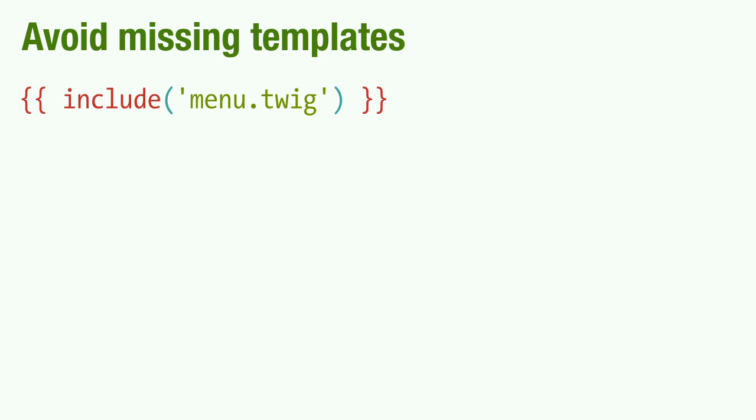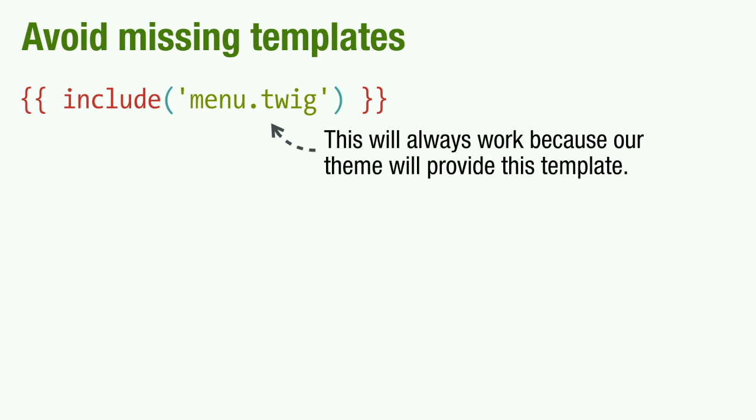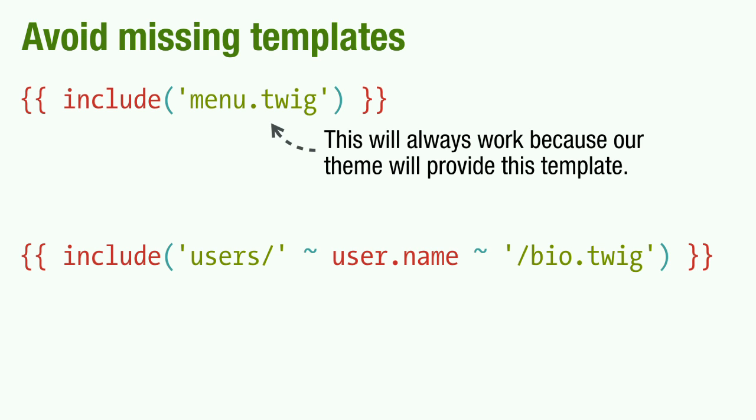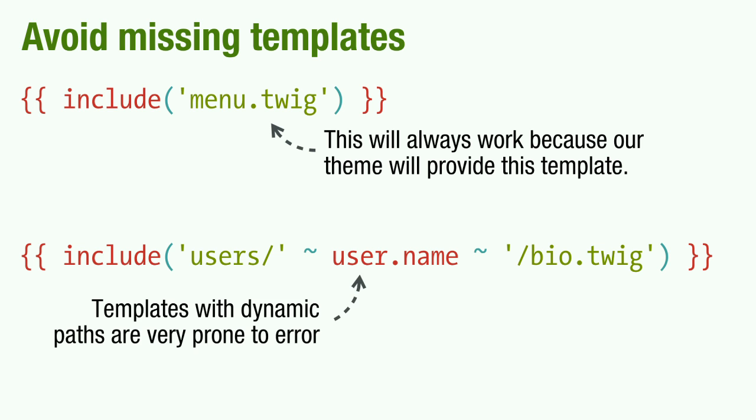Talking about checking things and being sure that everything exists, when you include a template into another one, you're not sure if your menu.twig actually exists. This one probably exists because it's just a static string. But sometimes you want to include a dynamic one. So depending on the user name, I'm going to include a different template, right? The tilde here means concatenation, so users slash the username and slash bio.twig. But if the username directory here does not exist, then you will have an error.